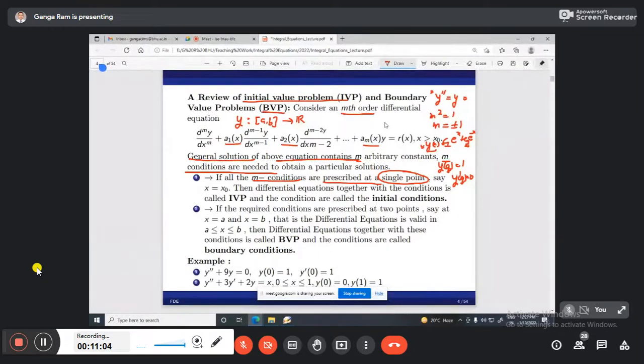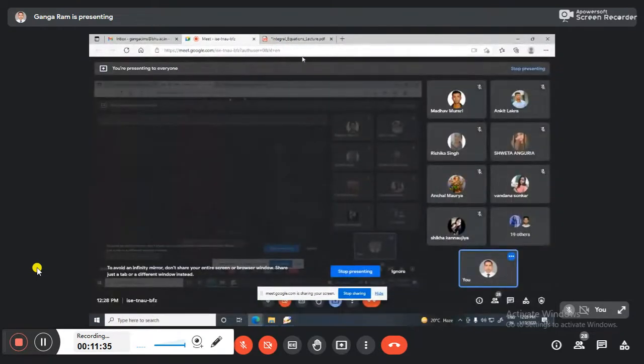Okay, so if all the conditions are prescribed at a single point, suppose x equal to x naught, then that differential equation is called an IVP, initial value problem, and the conditions are called the initial conditions. Is it clear? Yes, sir.